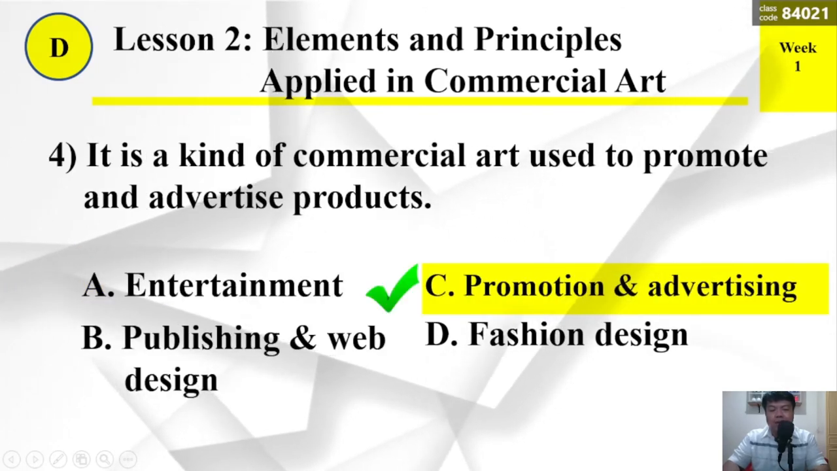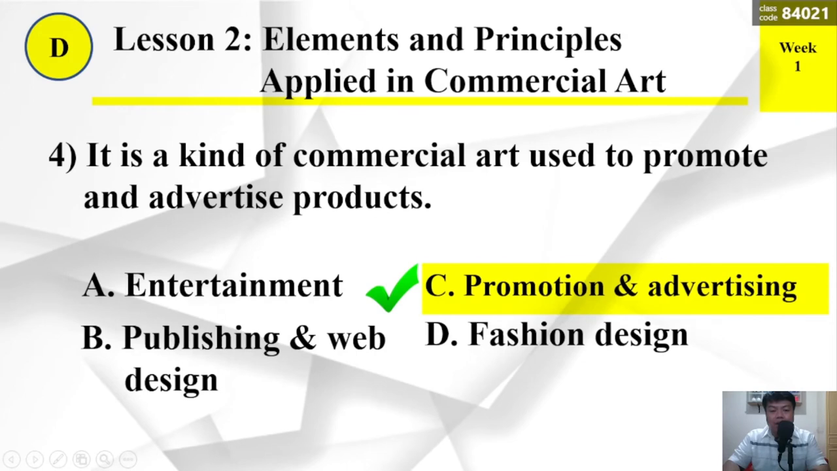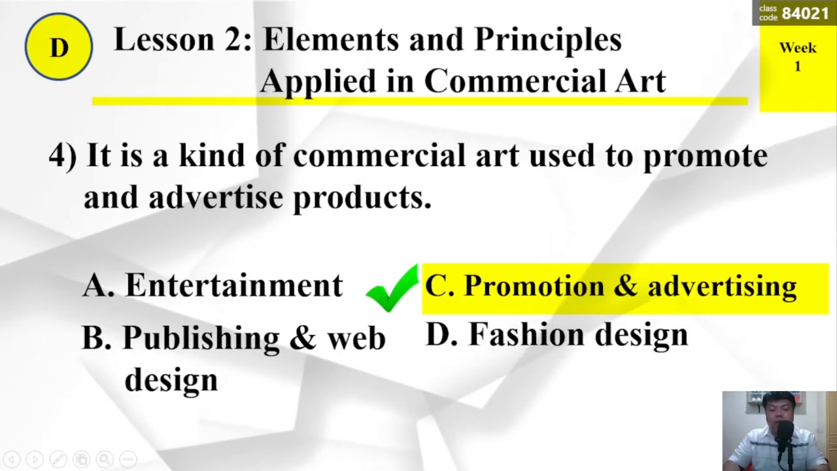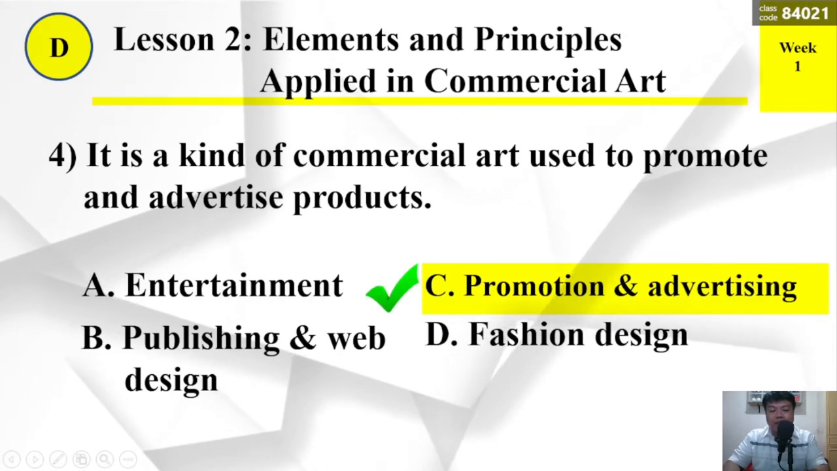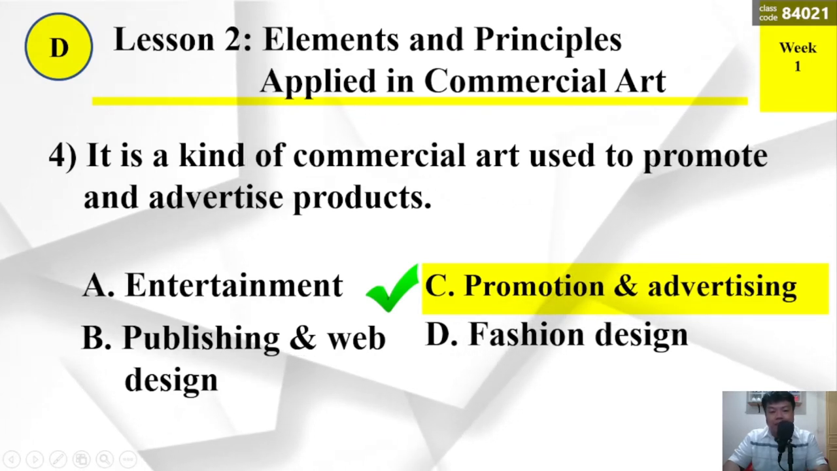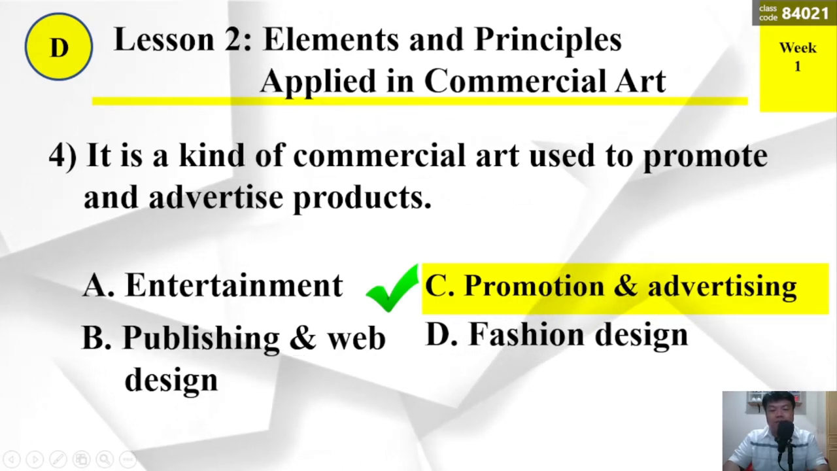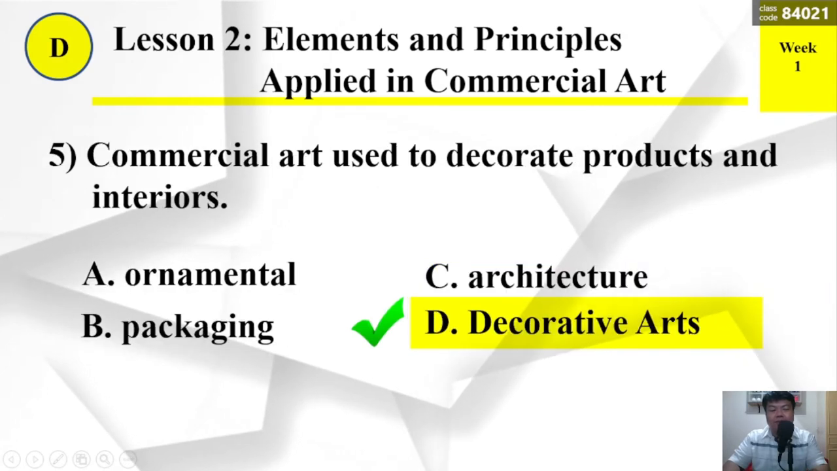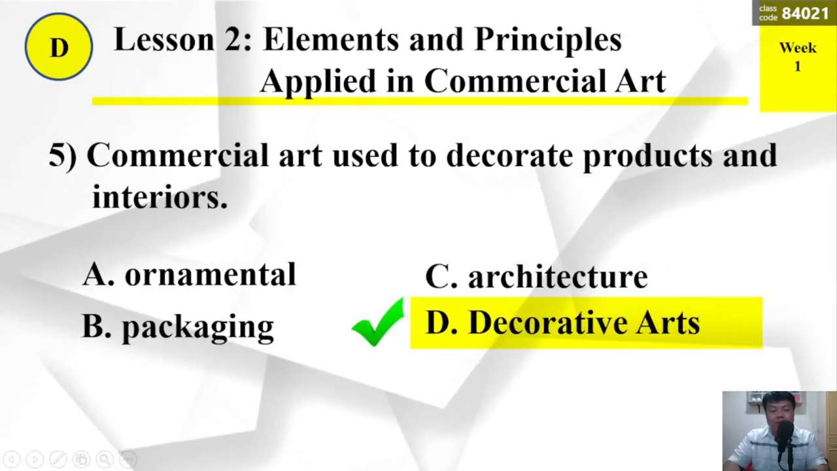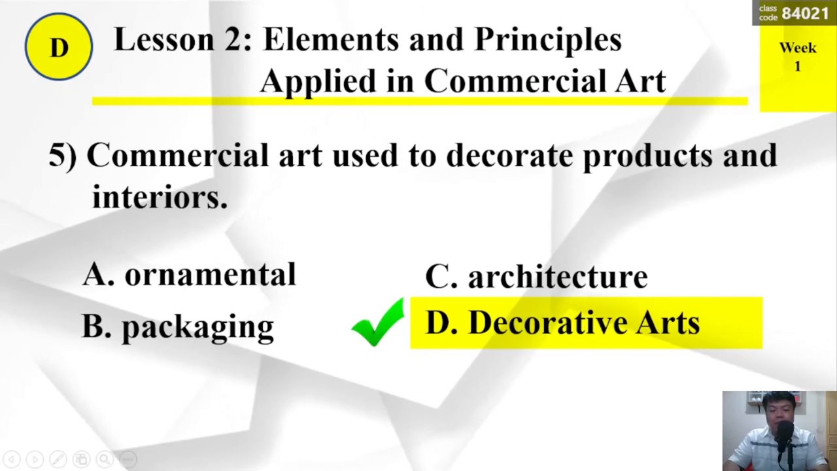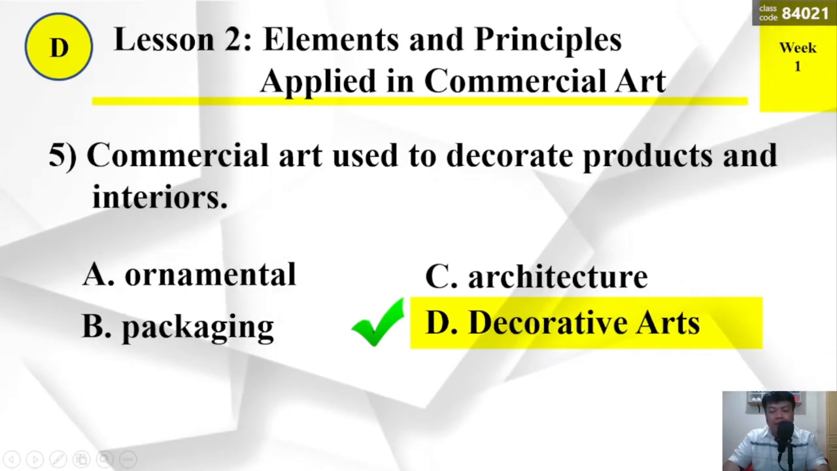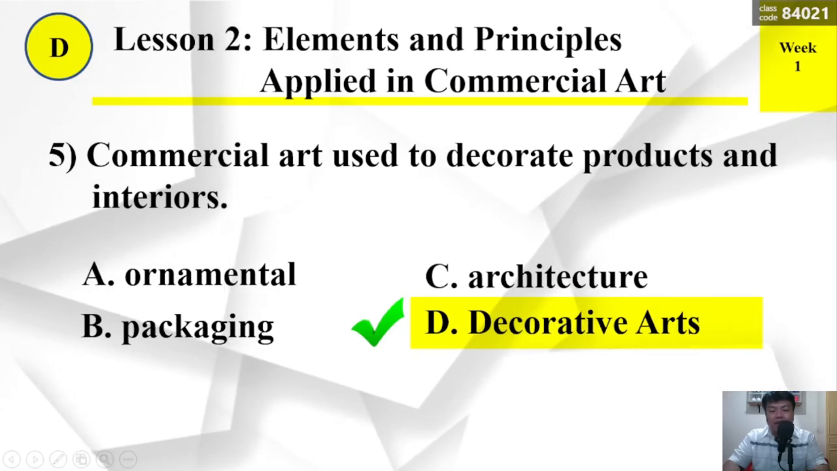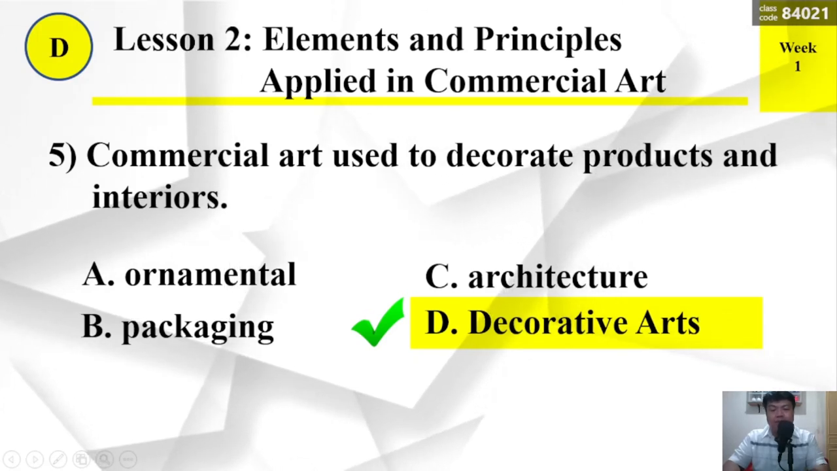Number 4. It is a kind of commercial art used to promote and advertise products. The correct answer is C, promotion and advertising. Number 5. Commercial art used to decorate products and interiors. The correct answer is letter D, decorative arts.